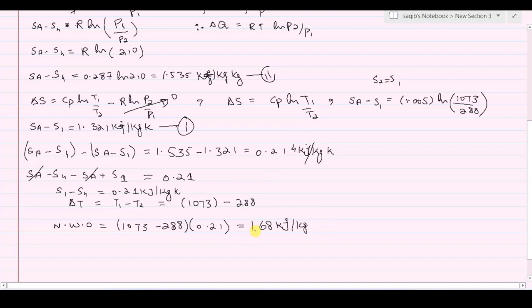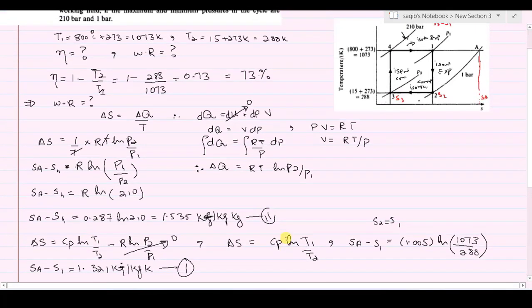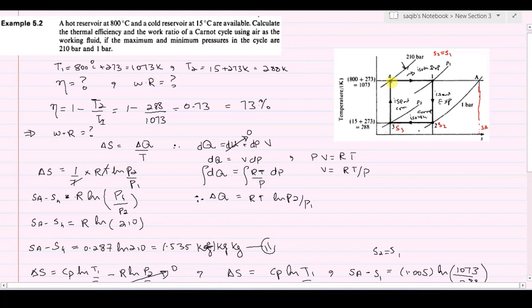So you will get 168 kilojoule per kg. So the net work output is 168 kilojoule per kg. If you look at this diagram again, work is done during every expansion process. There is work output from 4 to 1, which is an expansion process, and 1 to 2 is again an expansion process. In the isothermal expansion, entropy changes but temperature remains constant, but in the other, entropy is constant but work output is obtained.